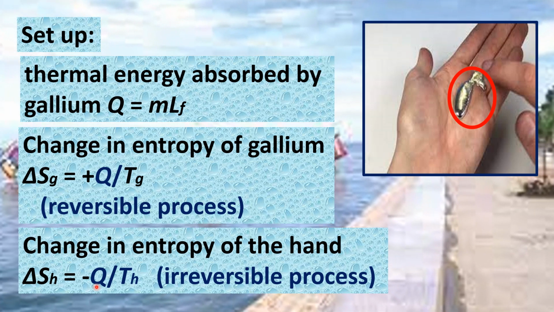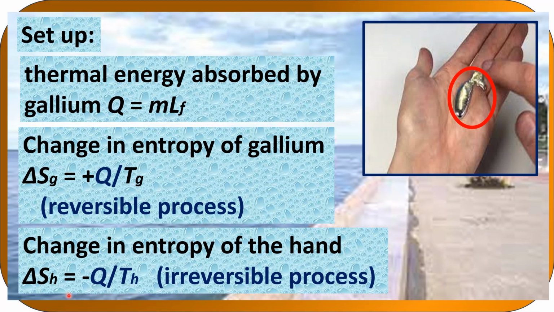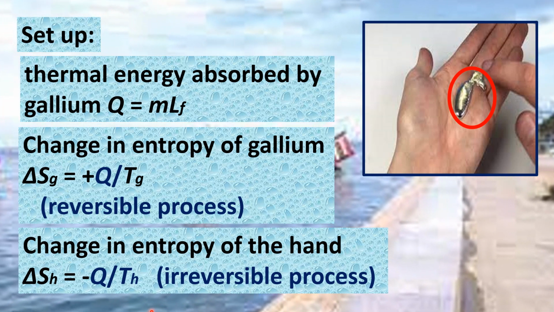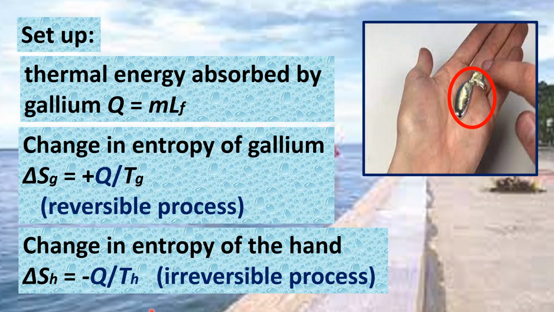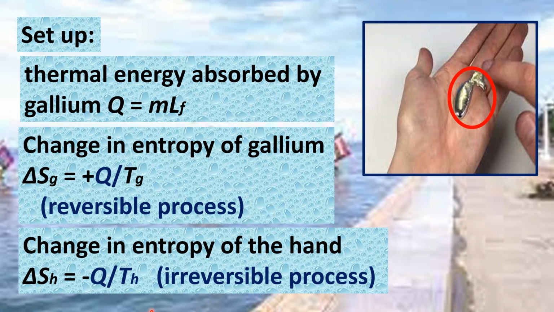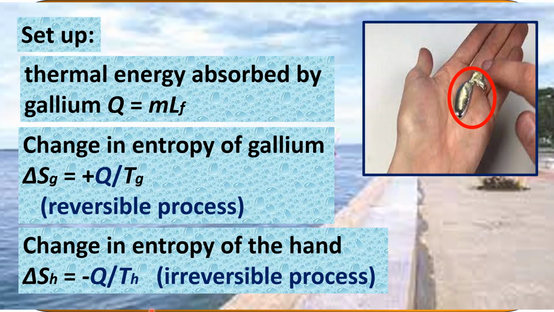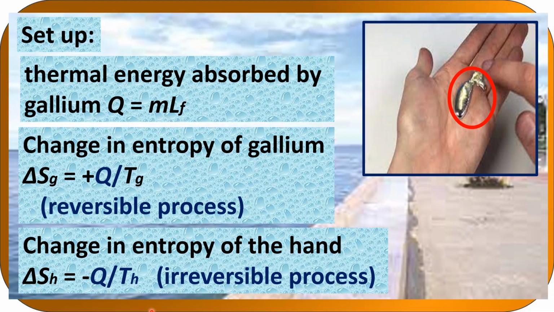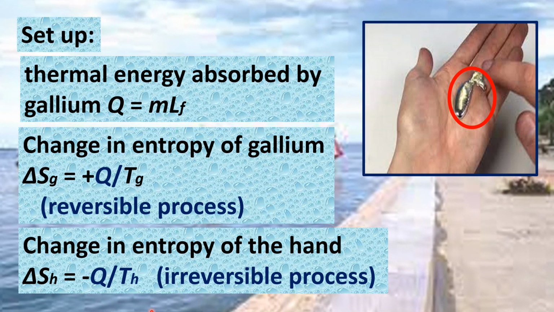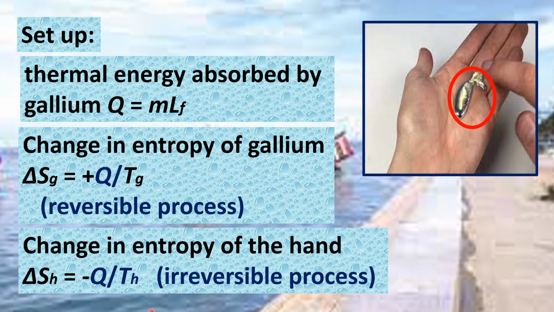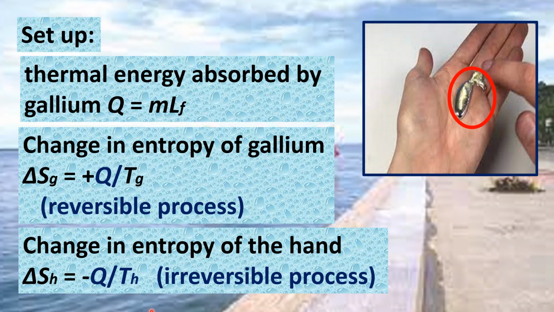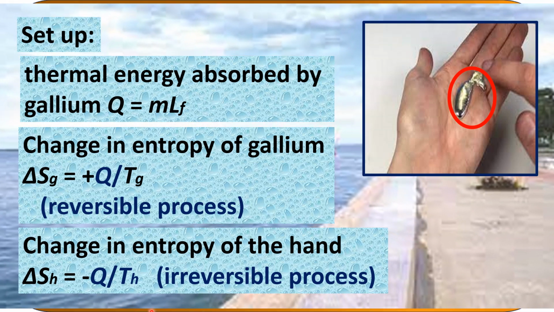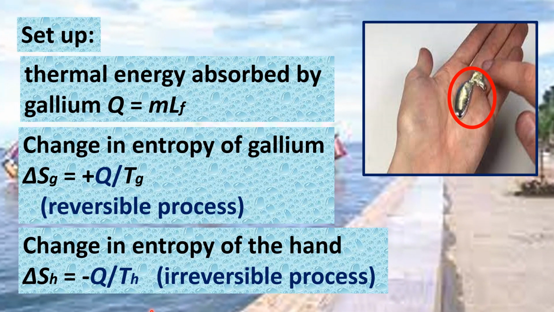And unlike the melting process occurring in the gallium metal, which we consider as a reversible process, the change in entropy for the hand is considered an irreversible process, which means after liberating energy to gallium, the hand can no longer return to its initial thermodynamic state.